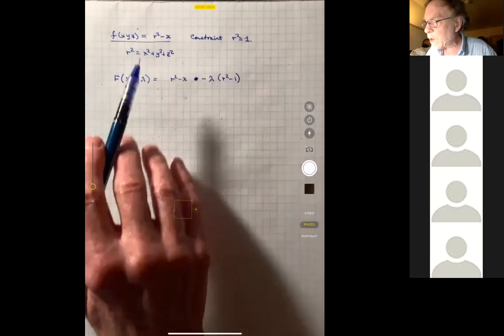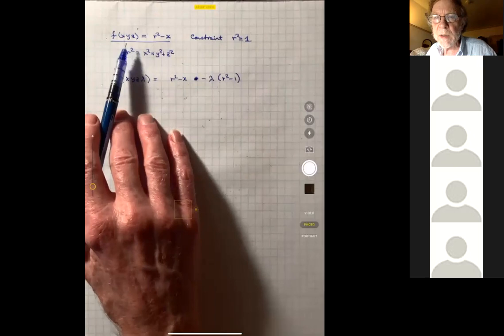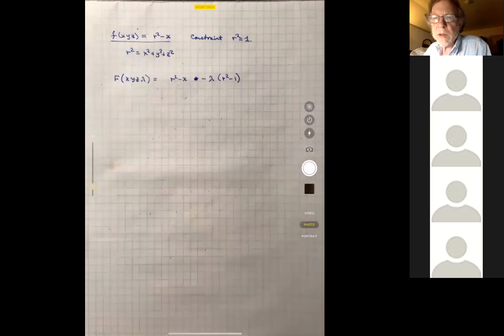So I want you to get the idea. There's this function which is defined in all of 3-dimensional space. I won't draw the picture, but there's a sphere there, and we're only interested in finding the minimum or maximum on the surface of the sphere.